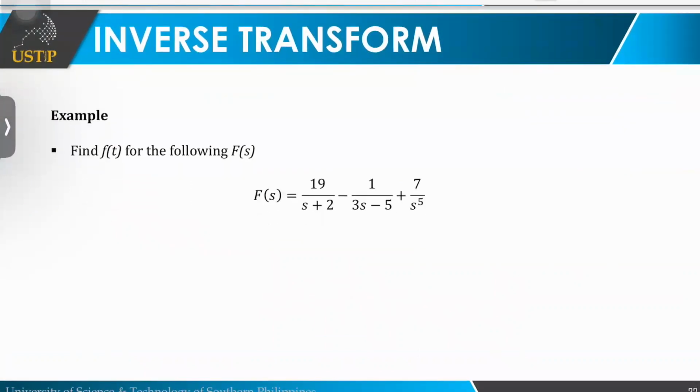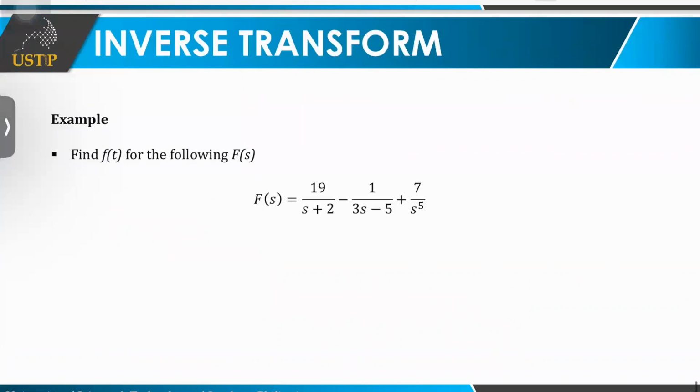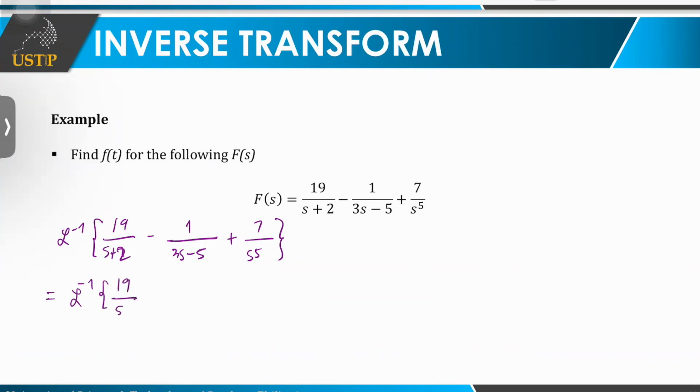Okay, we have here, before, single terms only. What if you have a combination? It's the same: you take the inverse per term and analyze per term. So we have here the inverse Laplace of 19 over s plus 2 minus 1 over 3s minus 5 plus 7 over s to the fifth, which is just equal to the inverse Laplace transform of each term.